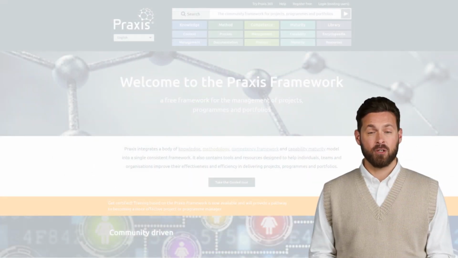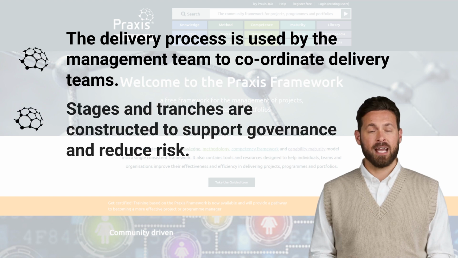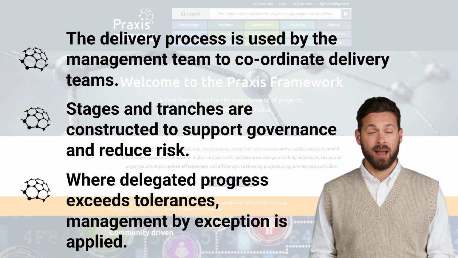This has been a brief introduction to the delivery process. In summary, the process is operated by the management team and used to delegate work to development teams. It enables the management team to coordinate multiple development teams. The end of stages and tranches are used as checkpoints to ensure that the business case remains desirable, achievable, and viable. It addresses the risk of continuing investment in a project or program that will not deliver sufficient value. Delegation of responsibility and management by exception are central to this process.